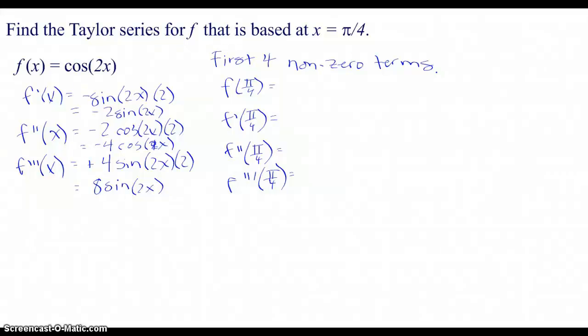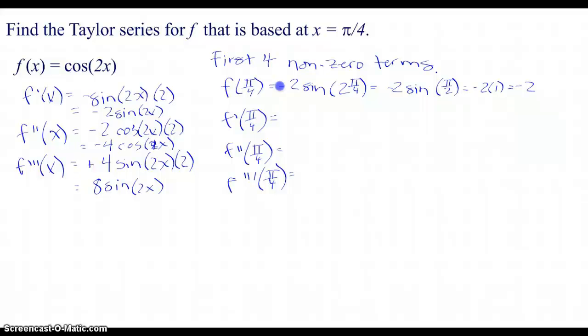We'll continue working on this example. We were about to find our function and our first three derivatives at x equals pi over 4. So here we had negative 2 times the sine of 2 times pi over 4. That's negative 2 times the sine of pi over 2. Negative 2 times 1. So the output of the function at pi over 4 is negative 2.